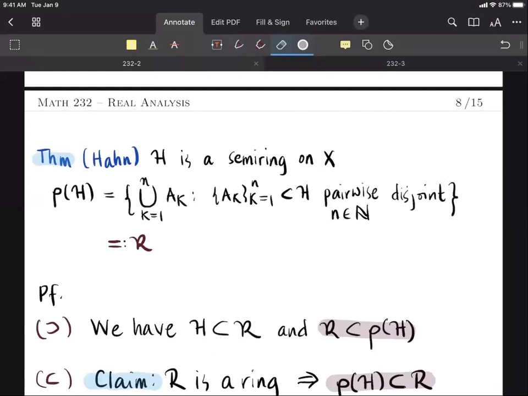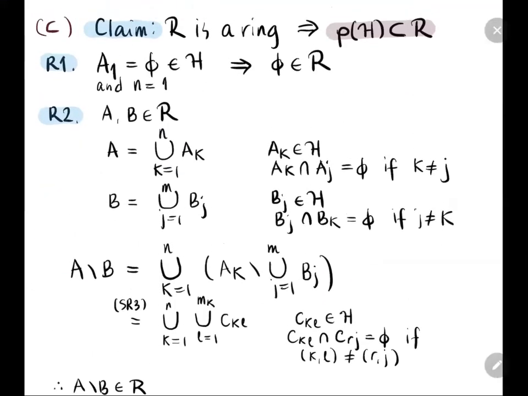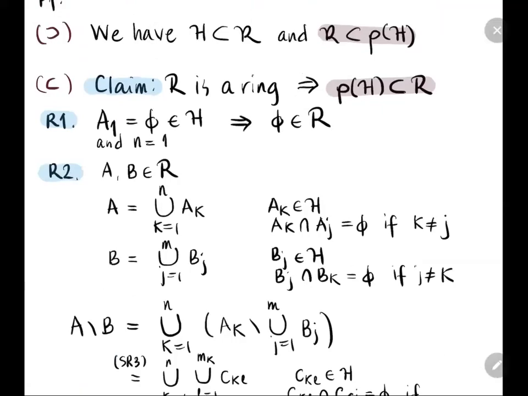Again, to summarize this theorem, so how do we generate the ring with a given semi-ring? We just need to take the pairwise disjoint union of elements in the semi-ring. That's the proof.